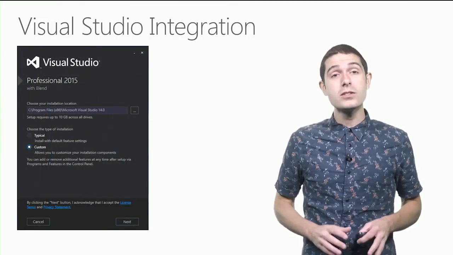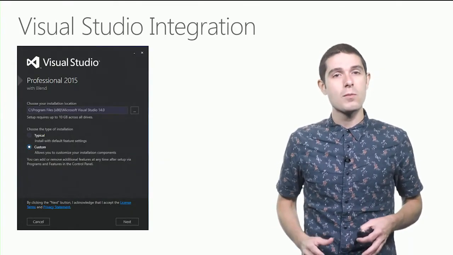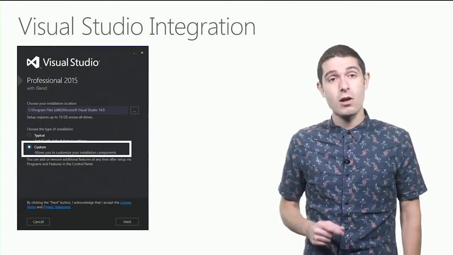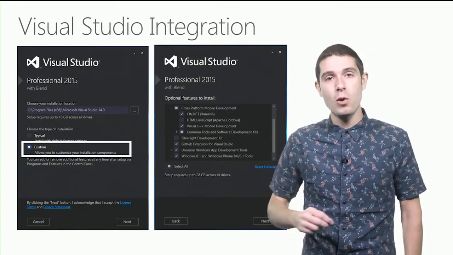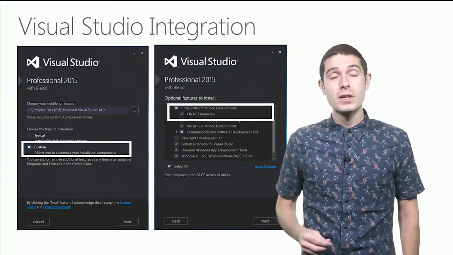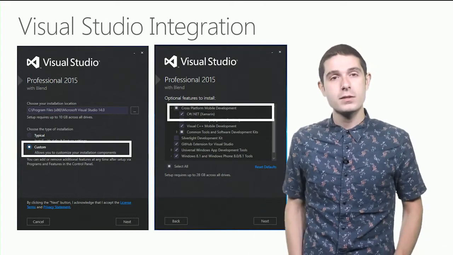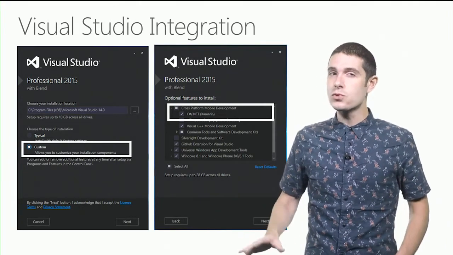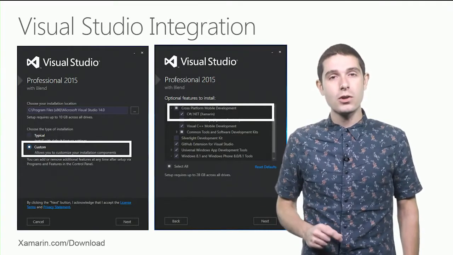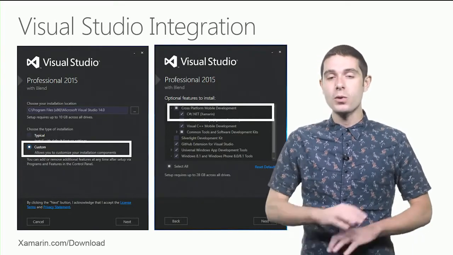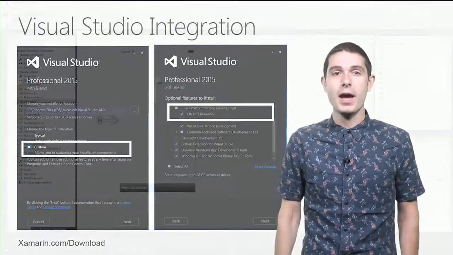Now, when you install 2015 for the very first time, it's super simple to get started with Xamarin. Simply select the custom install option, and that will bring you to this next screen. And under cross-platform mobile development, you'll see Xamarin. Simply install Xamarin as part of your installation, and we'll take care of the rest. Now, if you already had Visual Studio 2015 installed, simply head over to xamarin.com/download for our universal installer, and we'll take care of everything for you to get you up and running building those cross-platform mobile apps.